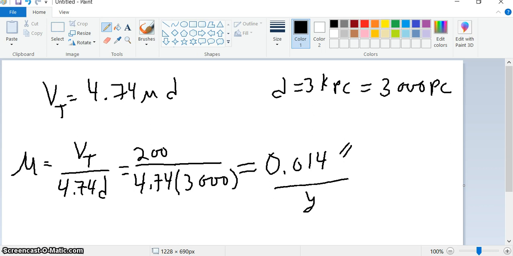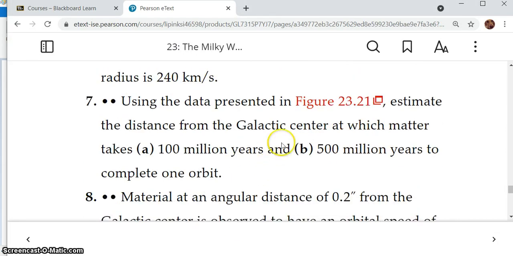Let's do number 7. Let me turn back and we can read number 7. Remember, that's the last one we're doing for this chapter. Using the data presented in this figure, estimate the distance from the galactic center at which matter takes 100 million years and then 500 million years to complete one orbit. We have to draw a picture and understand what's going on.